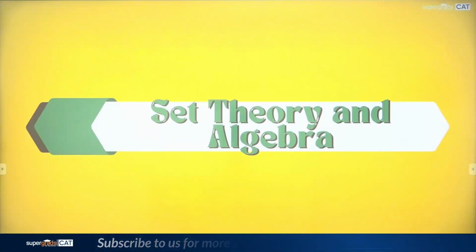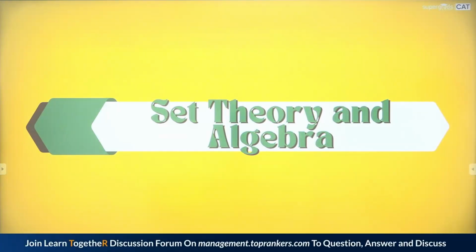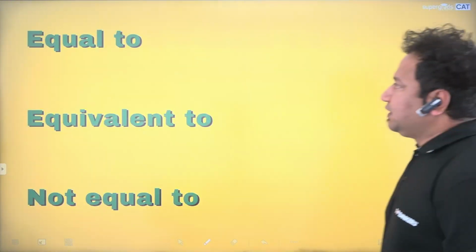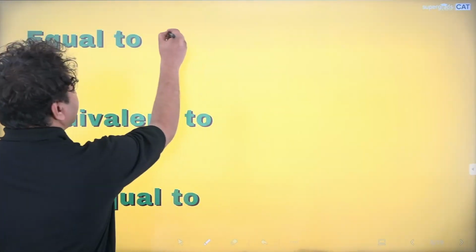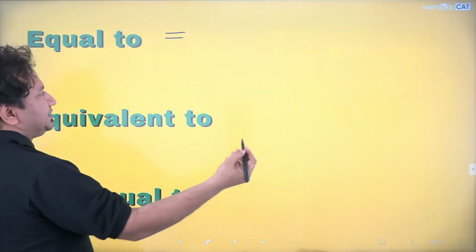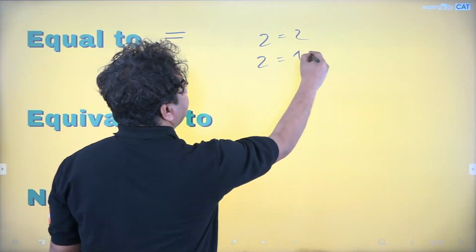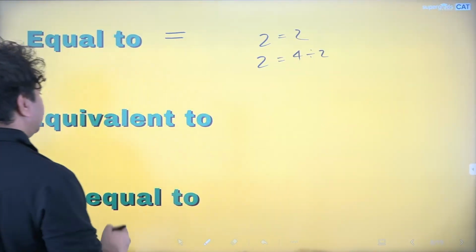Well, now set theory and algebra. This is a chapter, a unit, I can say, an entire module in which there will be a lot of symbols which we need to understand to get the grasp completely. So first is equal to. This is the symbol, very easy, like 2 is equal to 2, great. 2 is equal to 4 divided by 2, and all that stuff.